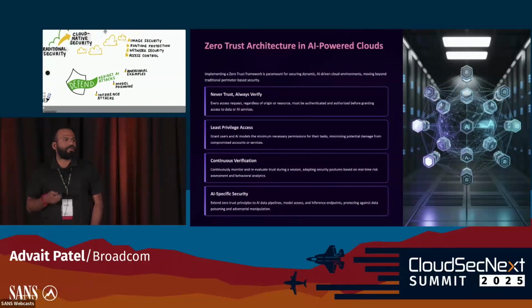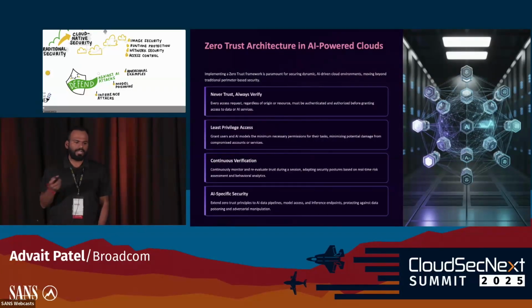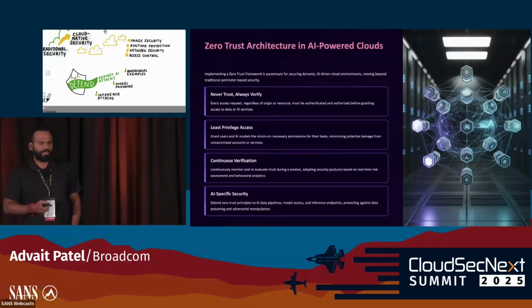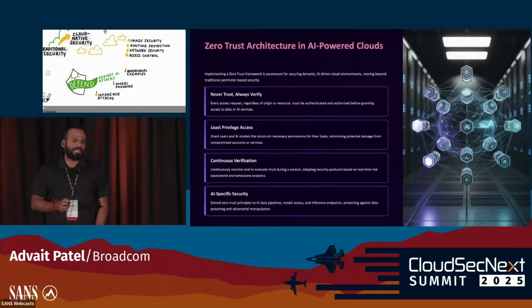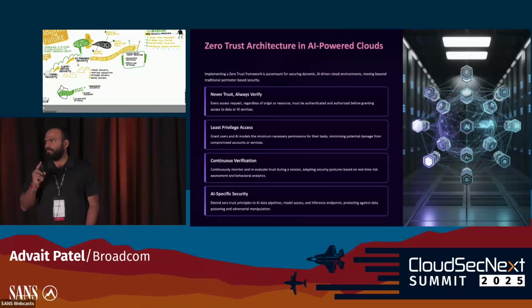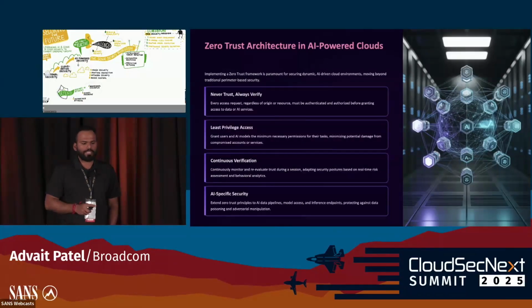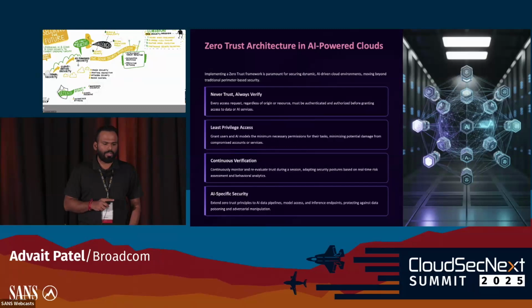So, okay, we talked about what could be bad things and why we need to defend AI, right? But what would be the ideal approach? What would be the ideal solution? That's where zero trust architecture comes into the picture. Zero trust says never trust, always verify. It doesn't matter where it is coming from, what the source is, or what the origin is. All the requests that come into the production environment have to be authenticated and authorized before granting access to a human or the AI model.